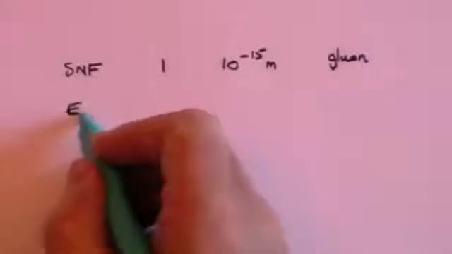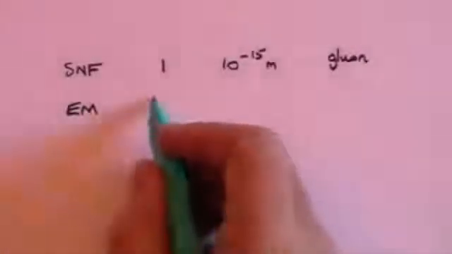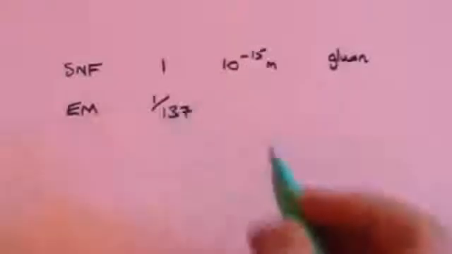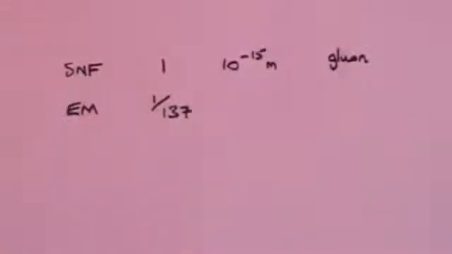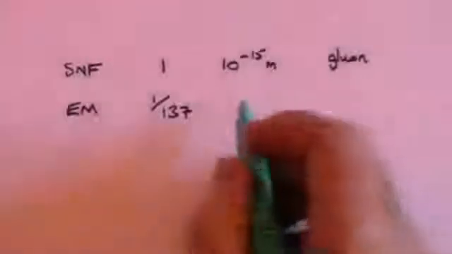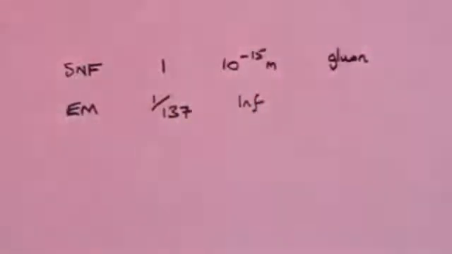The electromagnetic force is the next strongest, but by comparison with the strong nuclear force, it's only about 1% of its strength. Specifically 1/137. 137 is the fine structure constant. The range of that force is infinite because it's a 1/r² force. As the distance increases, the strength of the force decreases, but it never reaches 0. And the gauge boson, or the exchange particle for the electromagnetic force, is the photon.